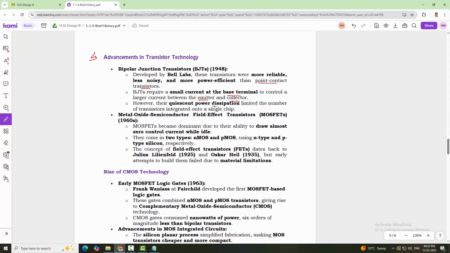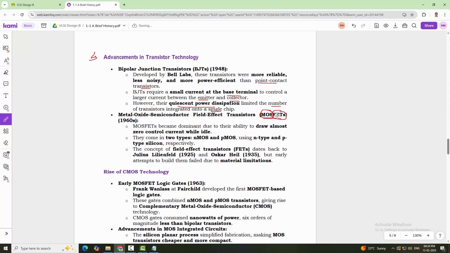However, their power dissipation limited the number of transistors integrated onto a single chip. So this is the main problem with the transistor: the power dissipation limits manufacturing in the integrated circuit fashion. Later, the role of the BJT was taken over by metal oxide semiconductor field effect transistors. Shortly, we call them MOSFETs, or MOS. Here, MOS stands for metal oxide semiconductor. This is based on the structure, and the field effect transistor is based on the principle of operation.